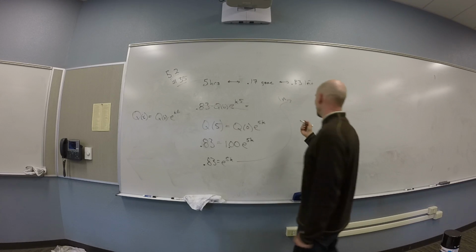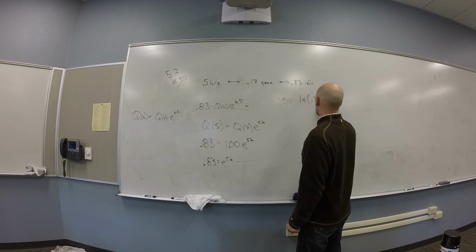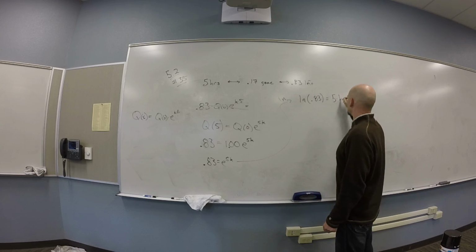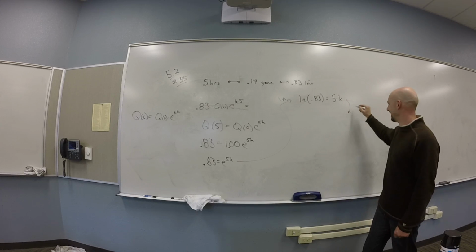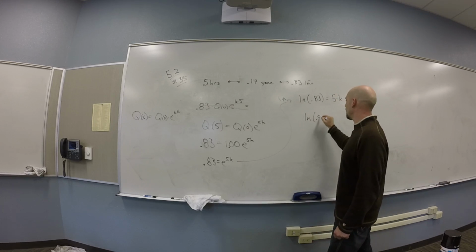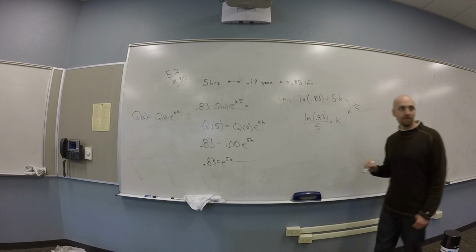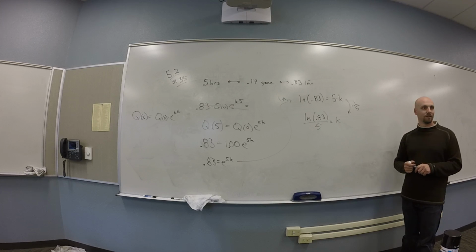All right, so I got natural log of 0.83 is 5 times k, and then I multiply by 1 over 5, right? So I got log of 0.83 over 5 is k. Yeah. Then what? Simplify that. You evaluate to find your k.